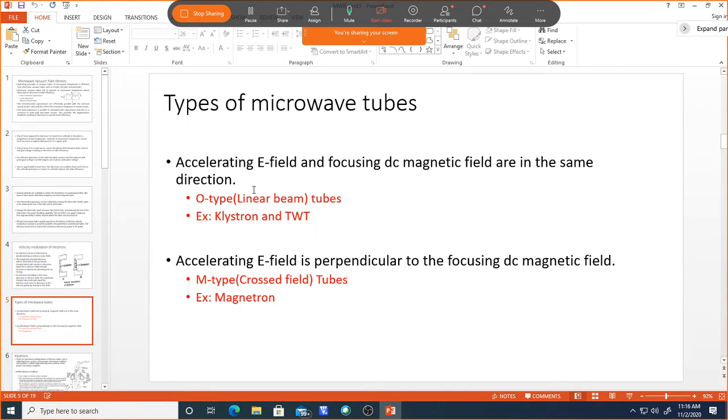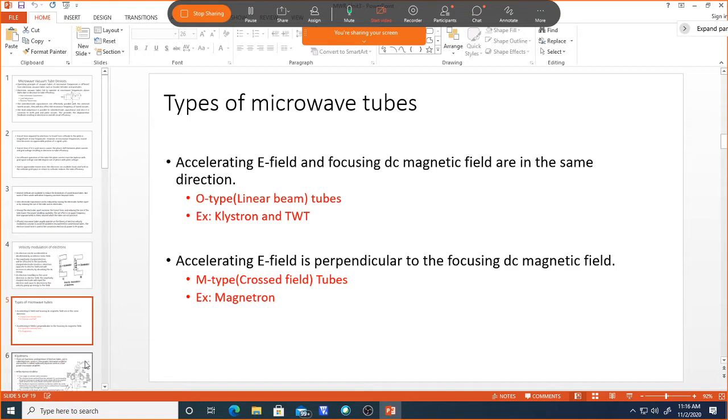And if the accelerating E field and the focusing DC magnetic field are perpendicular, then we call them M-type microwave tubes, and the example is the magnetron. These are the two types of microwave tubes, which generate high power microwave signals.